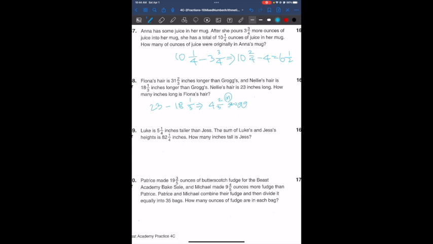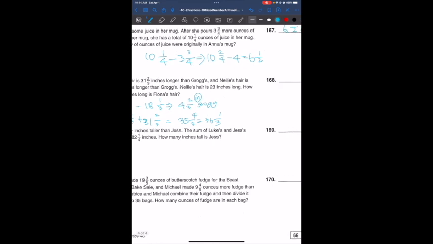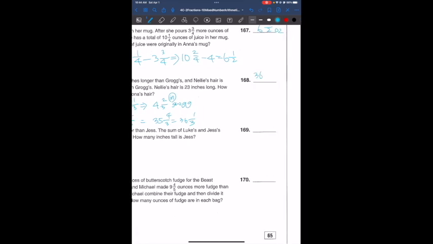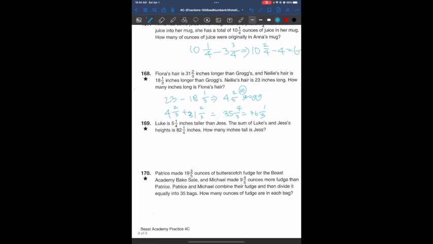Fiona's hair is 31 and 2/3 inches longer than Grog's. So we're going to add now. So add 4 and 2 over 3 to 31 and 2 over 3. So it's going to be 35 and 4 over 3, which is 36 and 1 over 3. So her hair is going to be 36 and 1 over 3 inches long.